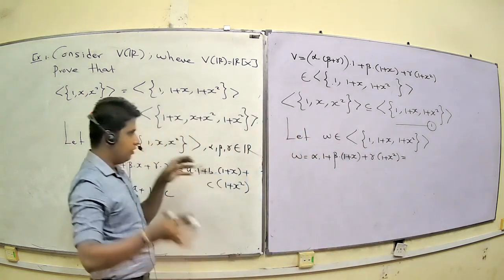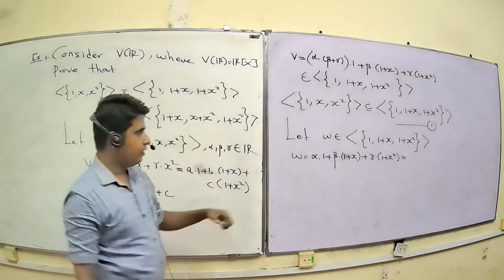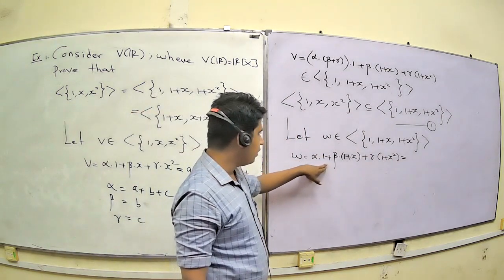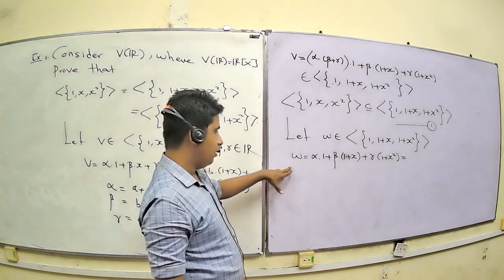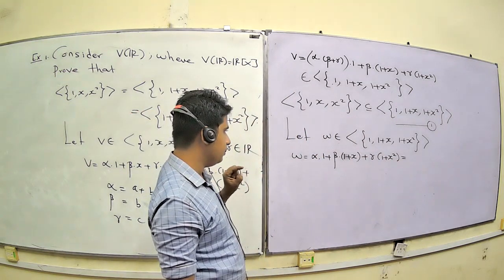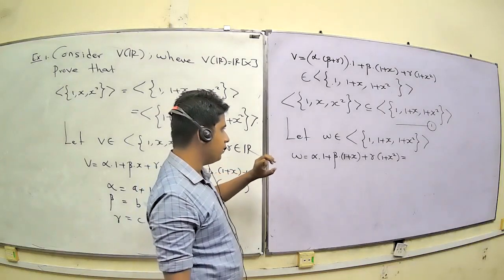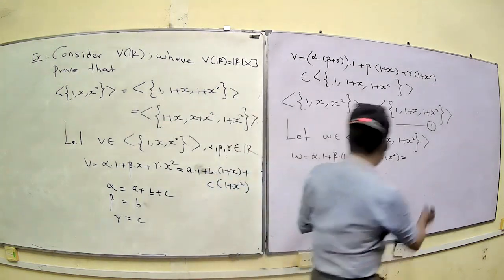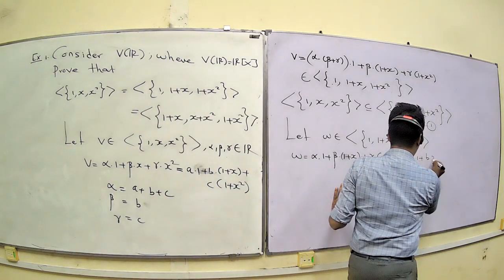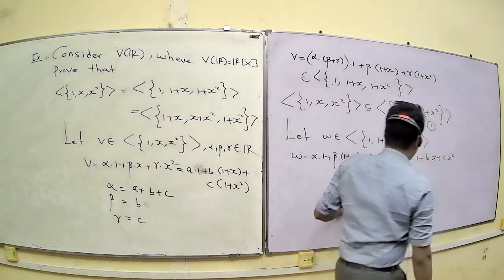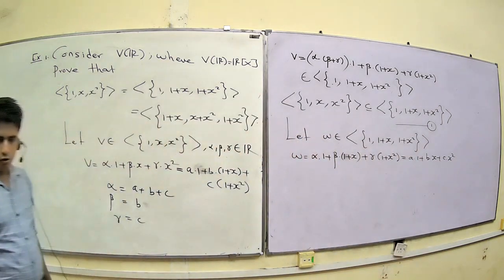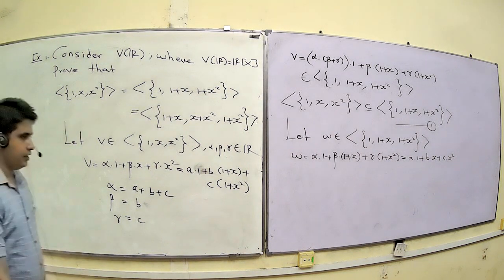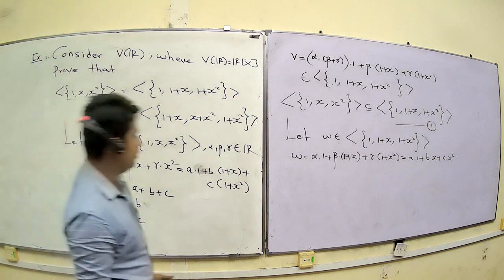Now W belongs to that span set, which means W is a linear combination of vectors. Now we want to write W as a linear combination of these vectors: 1, x, x squared. So you put A times 1, B times x, C times x squared. Now your claim is you want to find A, B, C values in terms of alpha, beta, gamma. So I think like this.